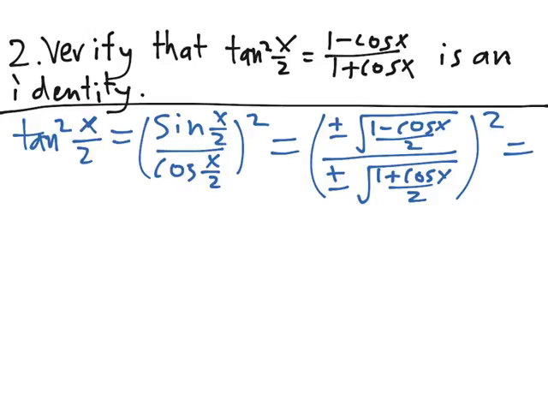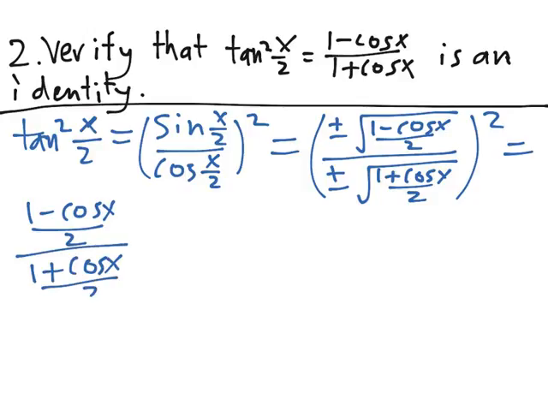So we have 1 minus cosine of x over 2, square root, but it's squared, so that cancels out, divided by 1 plus cosine of x over 2. Finally, if we multiply both the top and bottom by 2, we're left with 1 minus cosine x divided by 1 plus cosine of x. Therefore, this is an identity.